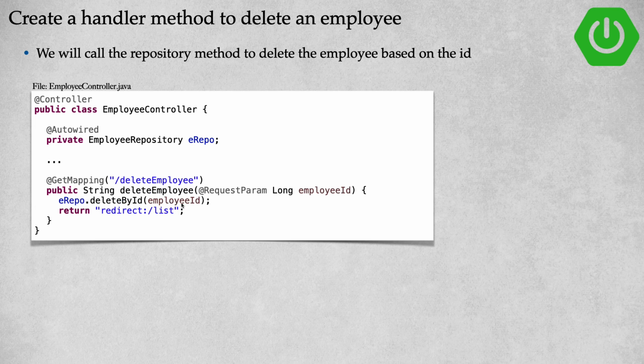We will pass the employee ID. This will delete the employee object from the database. And finally, we are going to redirect it back to the /list URI. We are not going to return the model and view object. Instead, we are going to refresh the table. Alright, now let's jump back to the STS IDE and write the code for deleting an employee from the database.